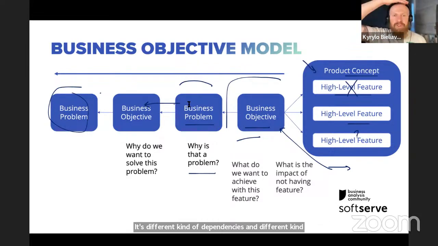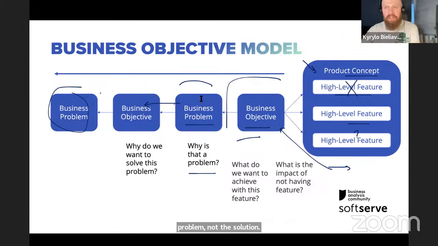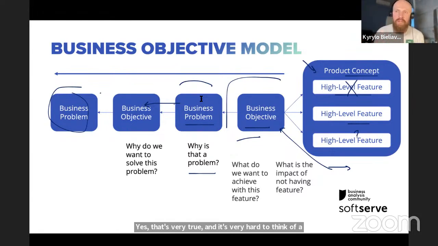Fall in love with the problem, not the solution. Yes, that's very true, Irina. And it's very hard to think of a problem and not to focus on the solution. And this is what we as business analysts will need to do when we facilitate our workshops.